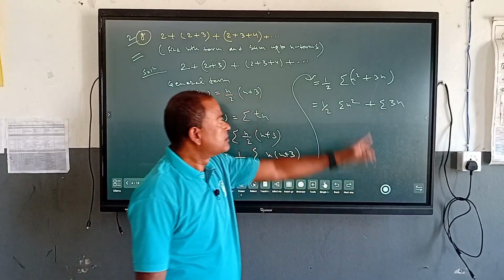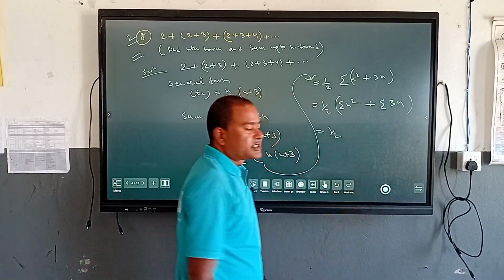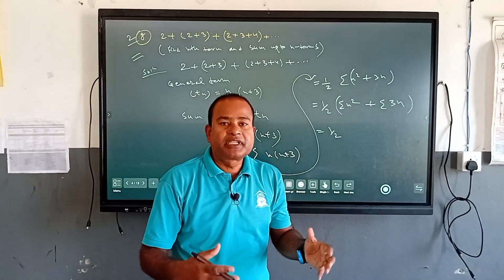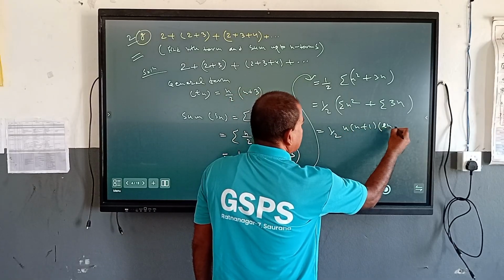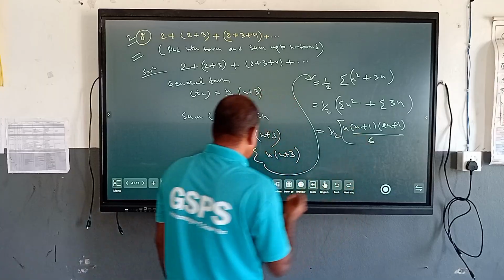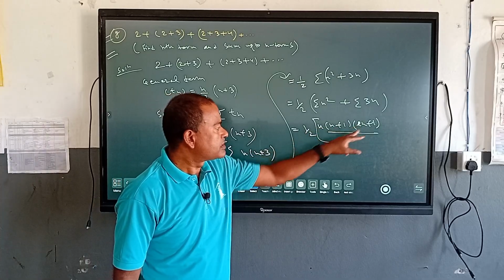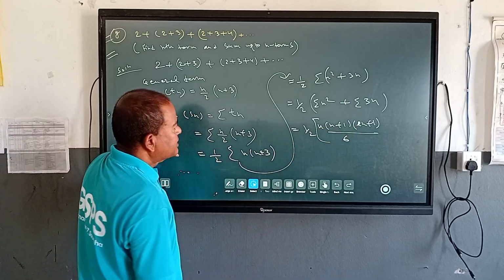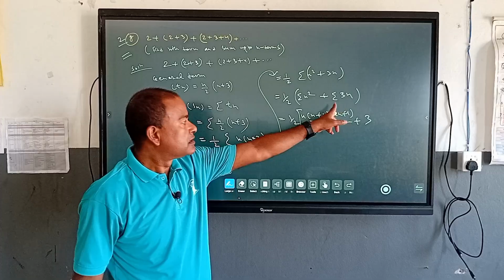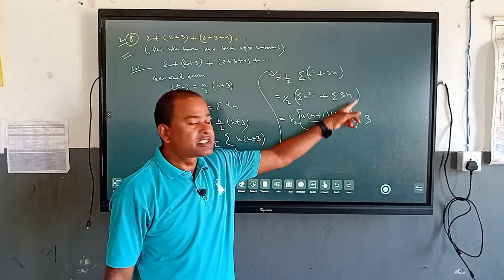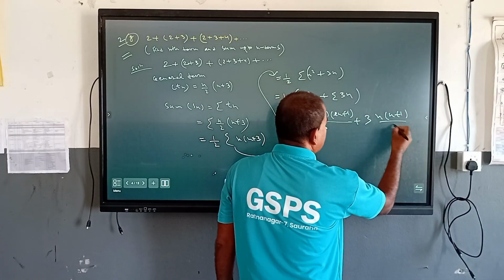That means breaking down the series into two parts. We have summation n square plus 3n. We know that summation n square means the sum of the squares of the first n natural numbers, which is n times (n plus 1) times (2n plus 1) divided by 6, plus 3 times summation n. We know that summation n means the sum of the first n natural numbers, which we can write as n times (n plus 1) over 2.